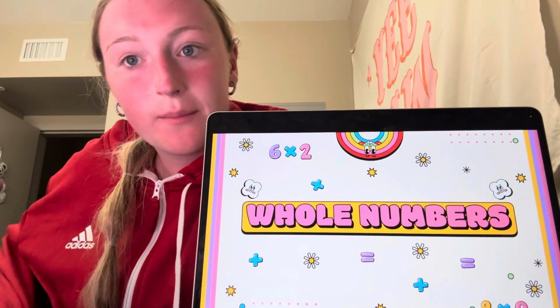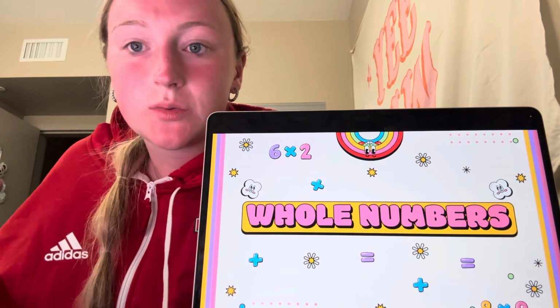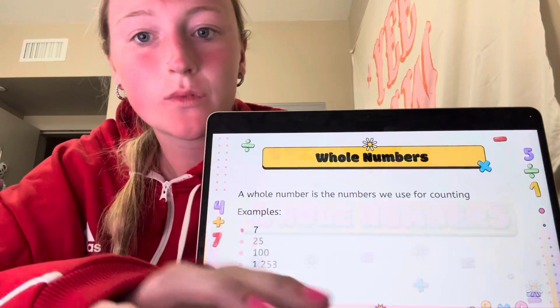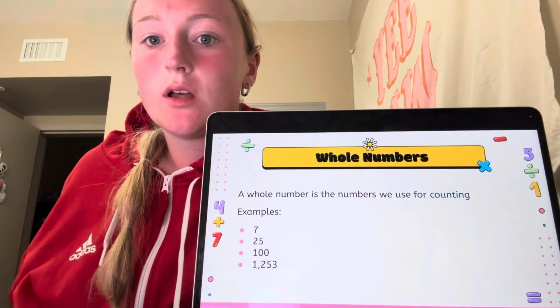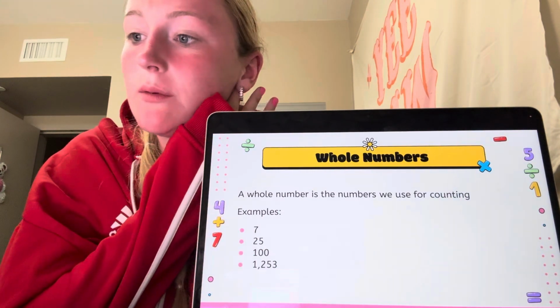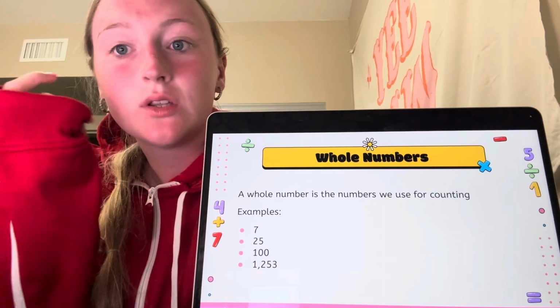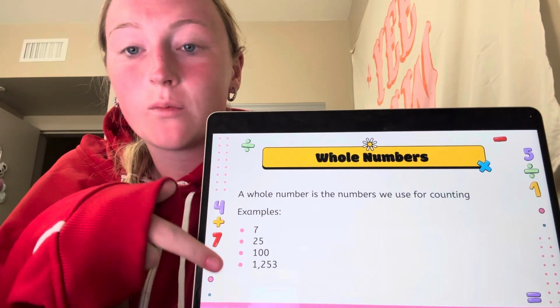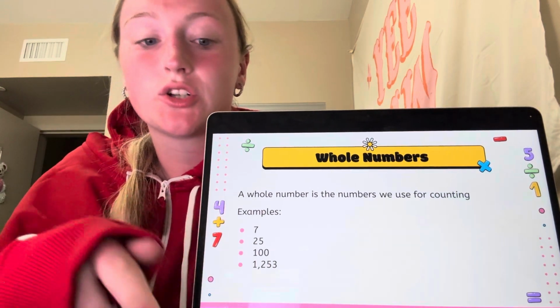Hi, so today the topic we'll be covering is whole numbers, which is section 2.2. So, whole numbers are numbers that we use for counting. Some examples of whole numbers are 7, 25, 100, and 1,253.